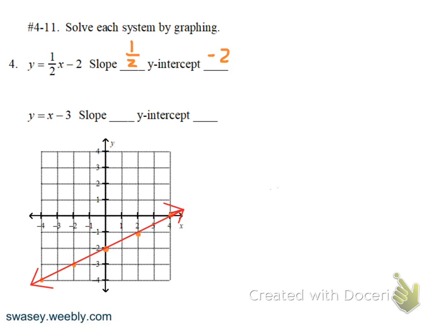Alright, and then for the second line, we see x. So x is the same as 1x. Slope of 1 we'll write as 1 over 1. When we're graphing, we want to think of slope as a fraction. And then we'll plot our beginning point, our B, at -3 on the y-axis. We'll go up 1 to the right 1. Then we'll connect these to form our line.